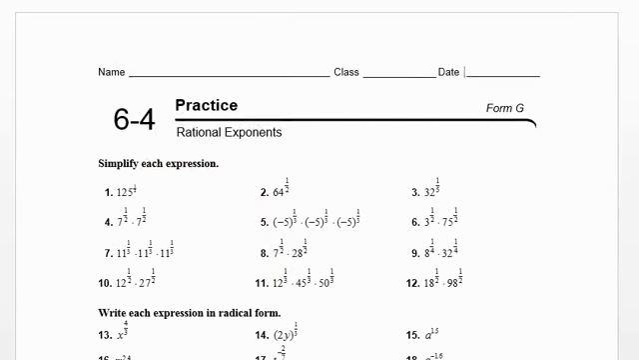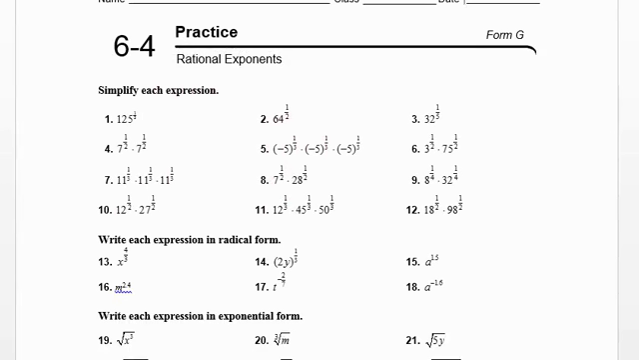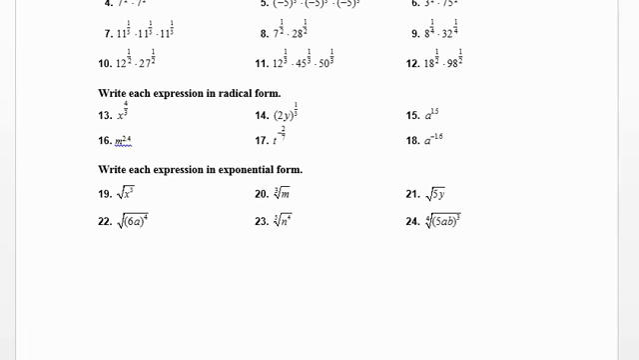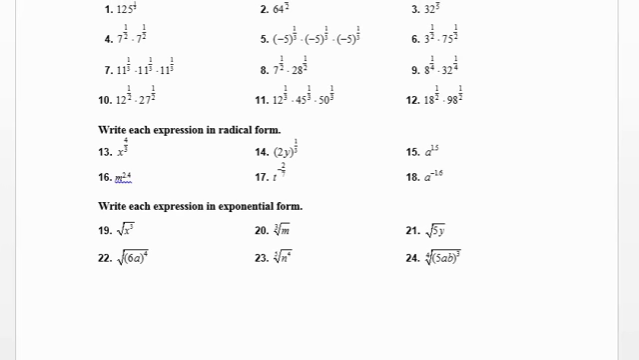Here's a look at your homework for this lesson, rational exponents. So the first 12, you're simply just going to simplify each expression. Remember your rules of rational exponents and how to combine and simplify those terms. And then the next 6 problems, you're going to write each expression in radical form. And then the next, you're going to do the opposite. You're going to go from radical form to exponential.